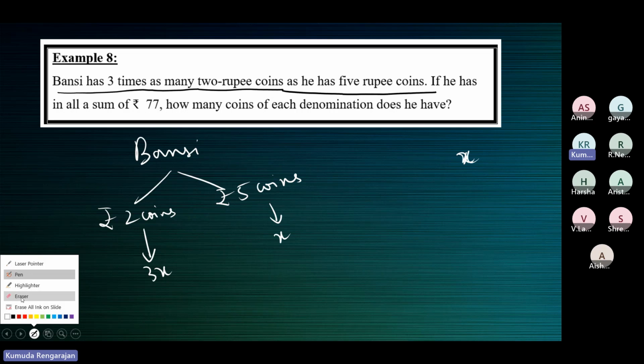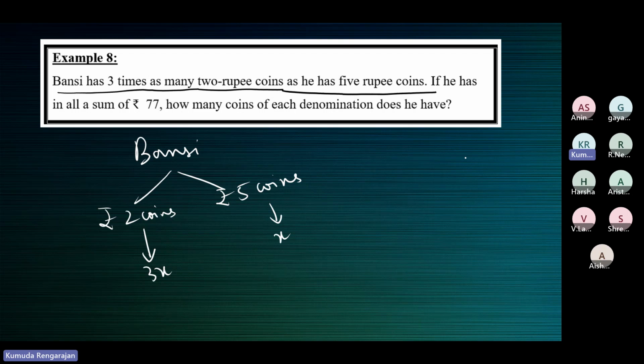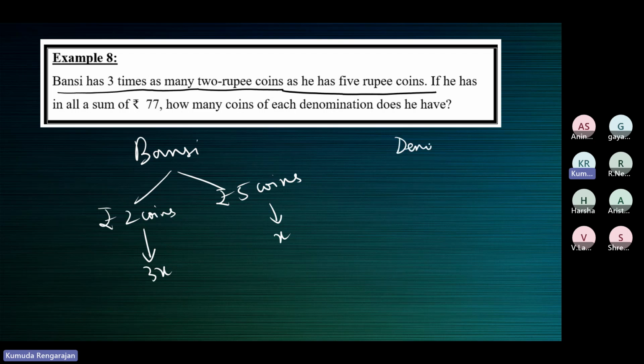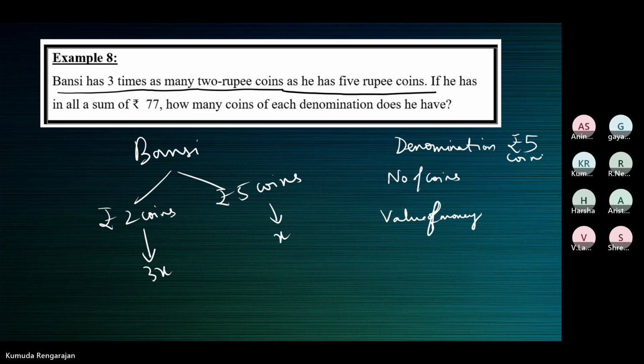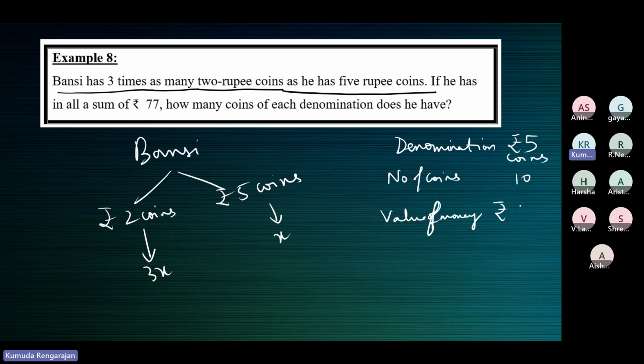Okay, one minute. Let's just try to understand something about denominations, number of coins, and the value of money. See, here we need to understand what is denomination, what is number of coins or number of notes, and then the value of money. All right. So denomination, supposing rupee 5 coins, and you have 10 coins. So what's the value of money you have with you? Rupees?